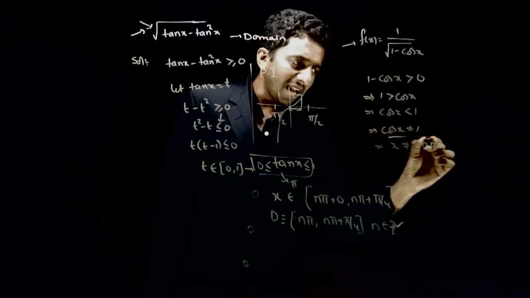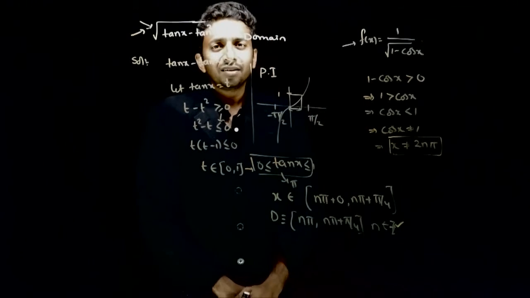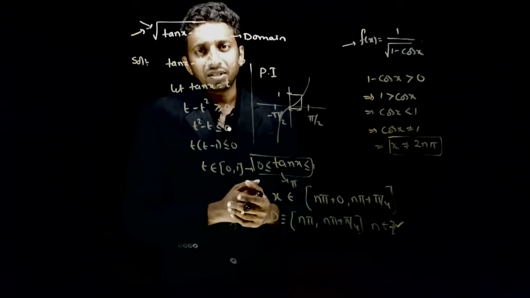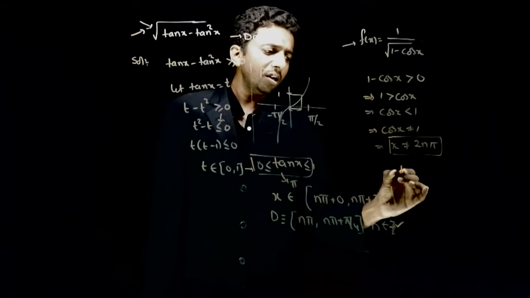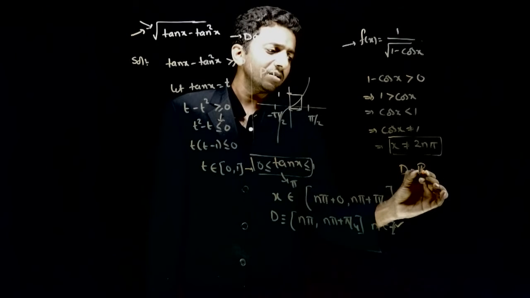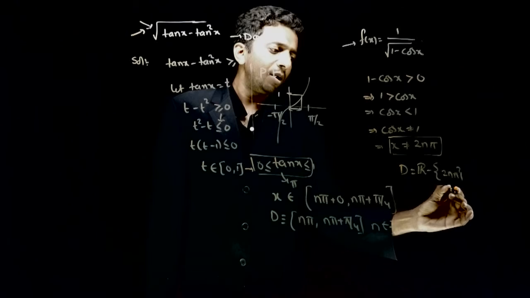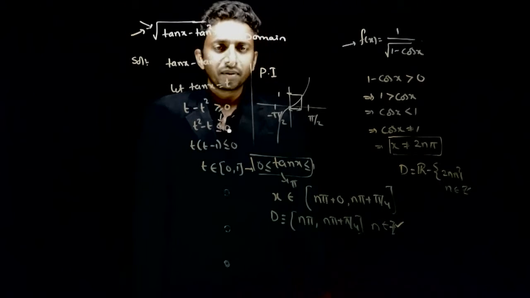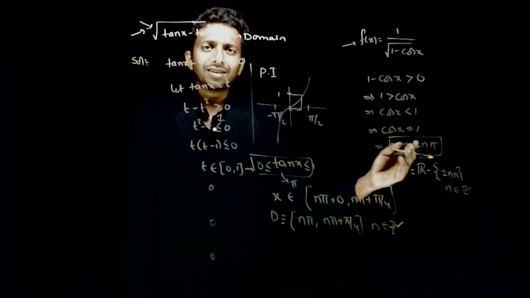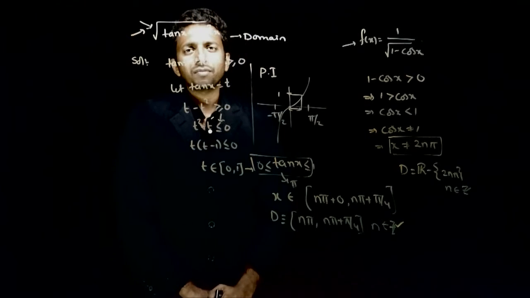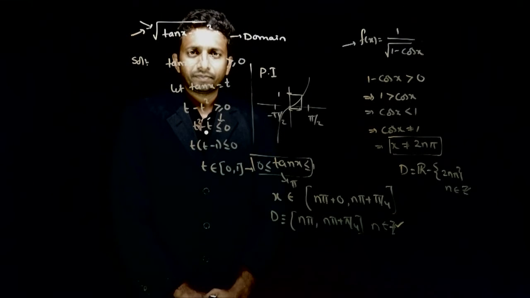So these values are to be excluded and the remaining values comes in the domain. So इसका domain क्या होगा? Domain is all real numbers except 2n pi's, where n belongs to integers. So all real numbers except the numbers of the form 2n pi.